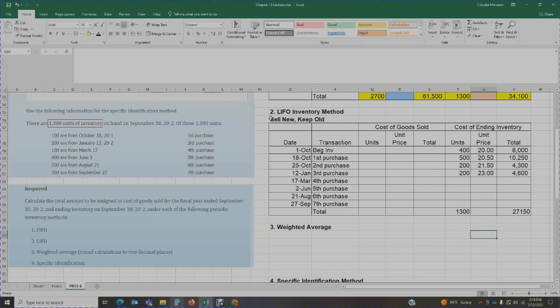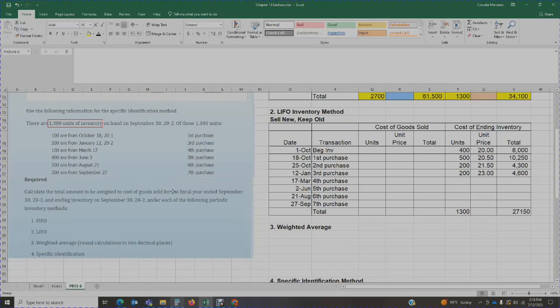Now, because we are using LIFO, last ones in are the first ones out. That means I'm going to sell my new and I'm going to keep my old. So these are the oldest units that I'm keeping to be able to come up with those 1,300 units that I need as my ending inventory. Okay. So this is what I have not sold. This is what I have available. This is my ending inventory. Now I need to figure out what was sold.